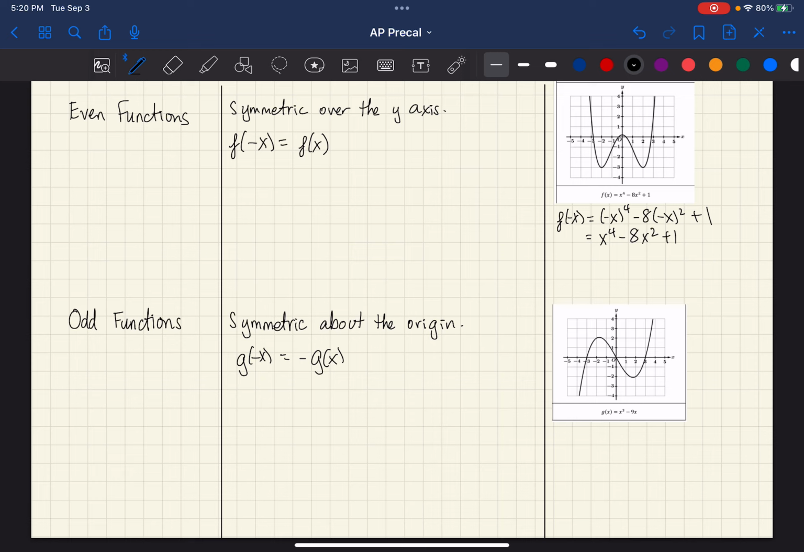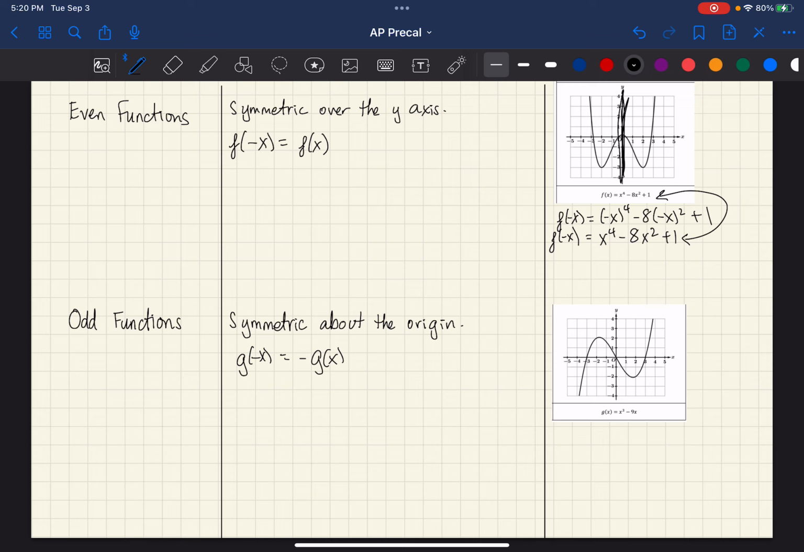If I can replace every x with a negative x and get the same answer, then they are even functions. They are symmetric over the y. When you are looking at them, your y-axis should act as your mirror, and that's what you would be looking at. Now, when it comes to odd functions, they are symmetric about the origin. So not exactly the mirror, right? They're going to kind of flip over.